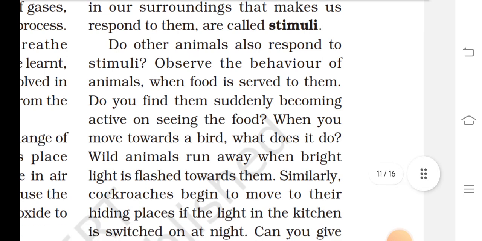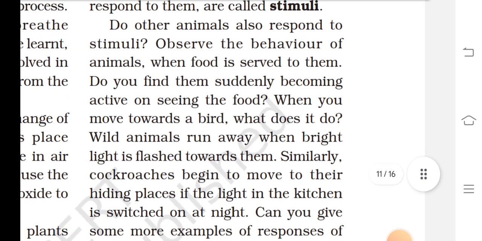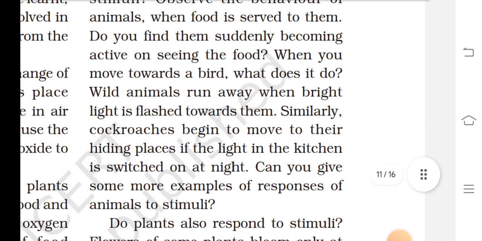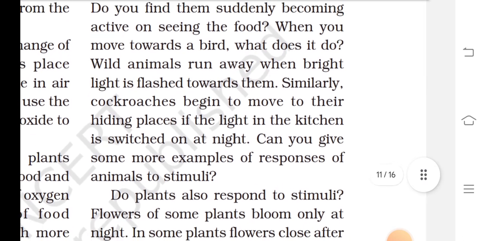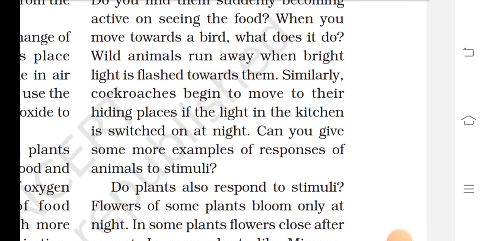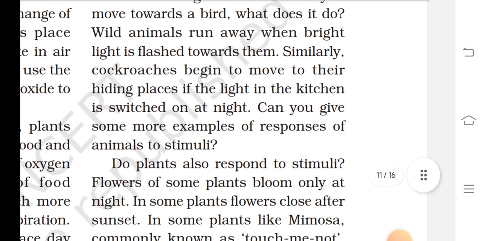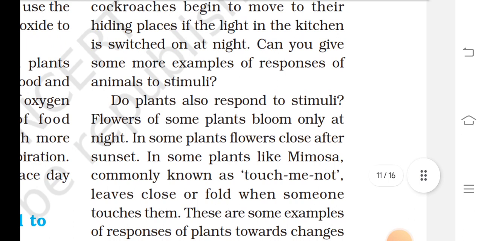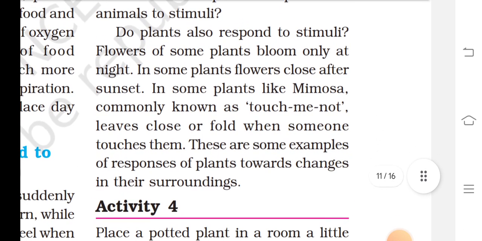Observe the behavior of animals when food is served to them. Do you find them suddenly becoming active on seeing the food? What does an animal do when you move towards it? Animals run away when bright light is flashed towards them. Similarly, cockroaches begin to move to their hiding places if a light in the kitchen is switched on at night. Can you give some more examples of responses of animals to stimuli?